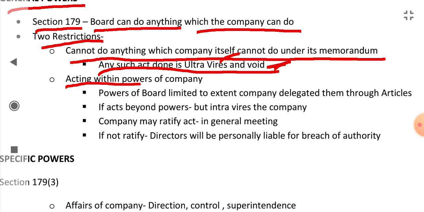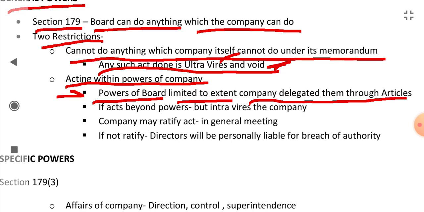Acting within the powers of the company. The board has to act within the powers of the company. The powers of the board are limited to the extent the company delegated them through the articles. The board can use these powers within that extent only. The company will define the extent of the powers of the board through the articles.